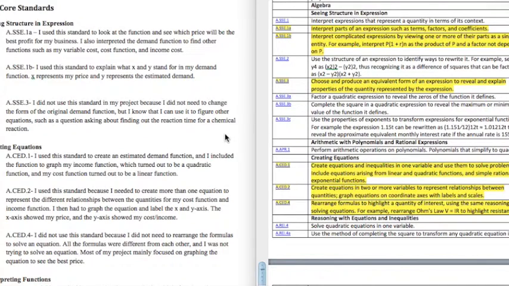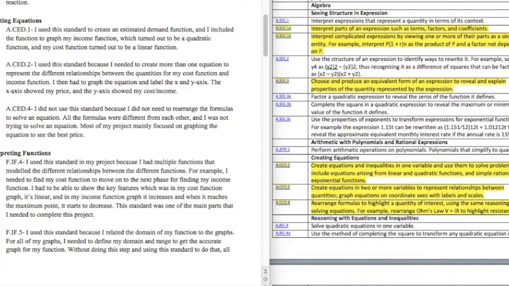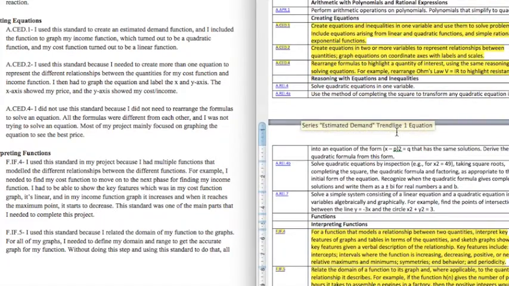Now if we move down, we have creating equations. So creating equations starts with A-CED 1. Just going to scroll down. Okay. So A-CED 1, we have to create equations and inequalities in one variable and use them to solve problems. So the equations include linear and quadratic functions and simple rational and exponential functions. So I did use this standard because I needed to create an estimated demand function.